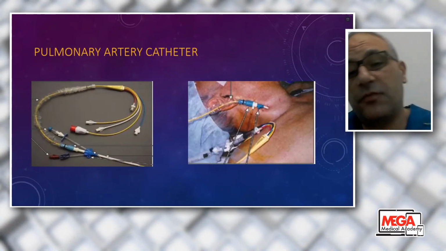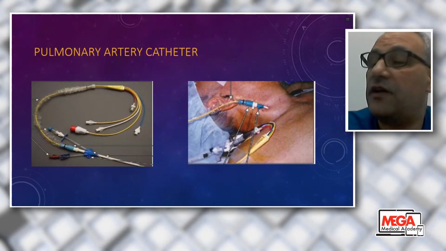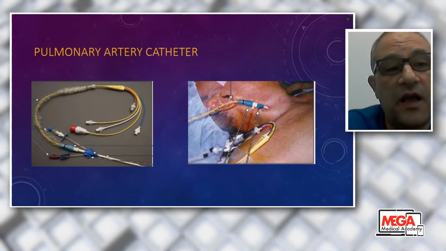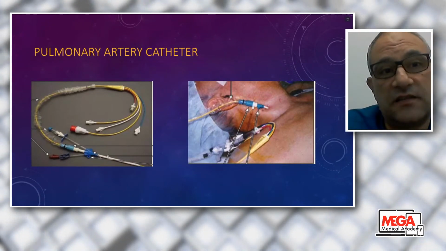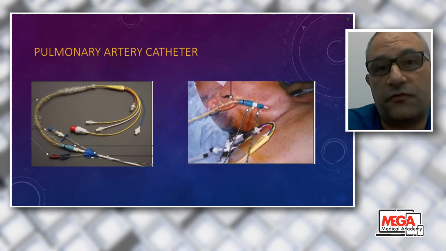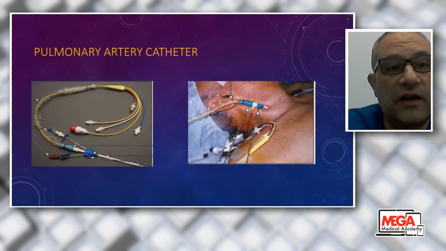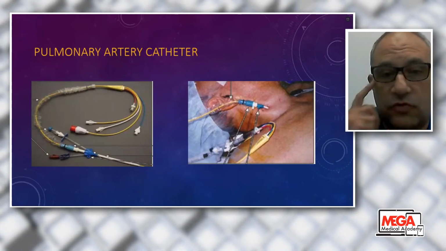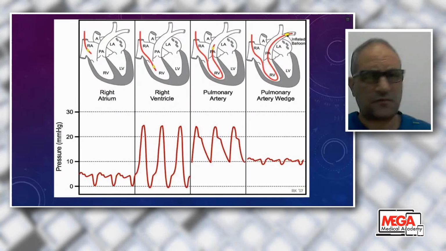It is very, very valuable in patients with right-sided heart failure and severe pulmonary hypertension. Without the assistance of pulmonary artery catheter, you can lose, or you will lose, a lot of those patients because you cannot optimize the volume and the inotropy in such patients.